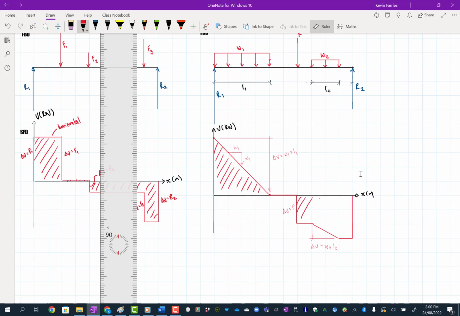So in general terms, that's all of the rules for drawing a shear force diagram. What we'll look at next is how you draw a bending moment diagram.